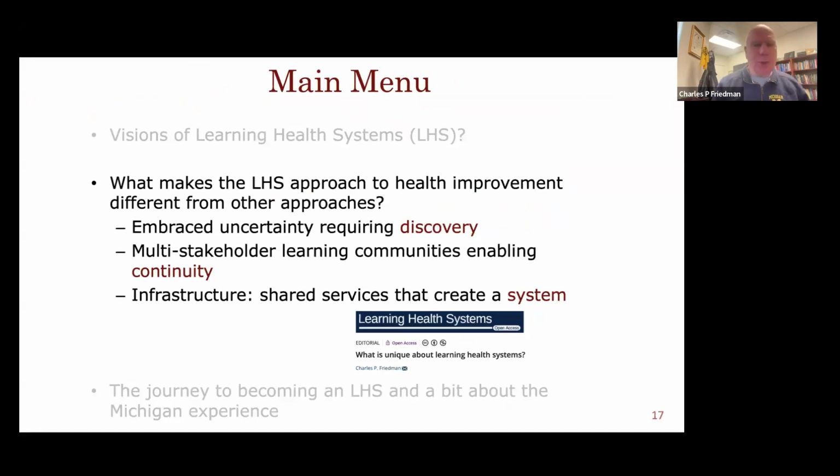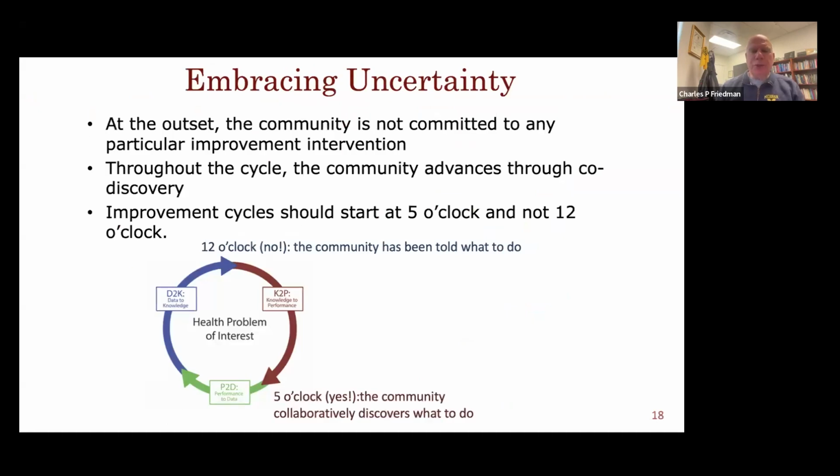So what makes this approach different from other approaches? I'll discuss three aspects of this, and I've written further about this in a short article that appeared in Learning Health Systems in 2022. So the first is this idea of embracing uncertainty. These learning cycles that are carried out under the aegis of a learning community begin with the community not committed to any improvement intervention. Basically, this is not an implementation strategy as much as it is an eventual implementation strategy guided first by discovery.